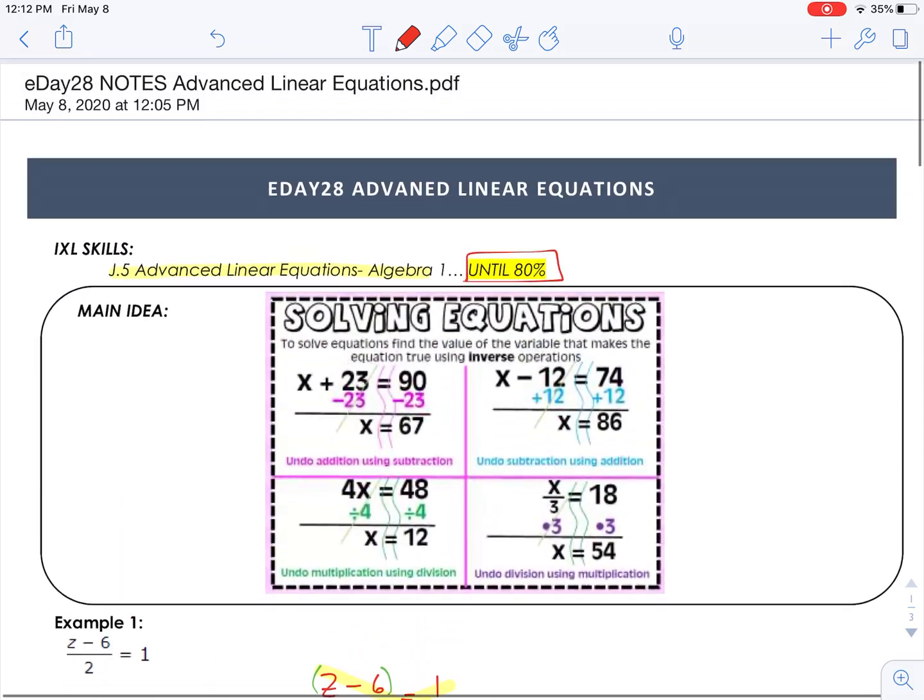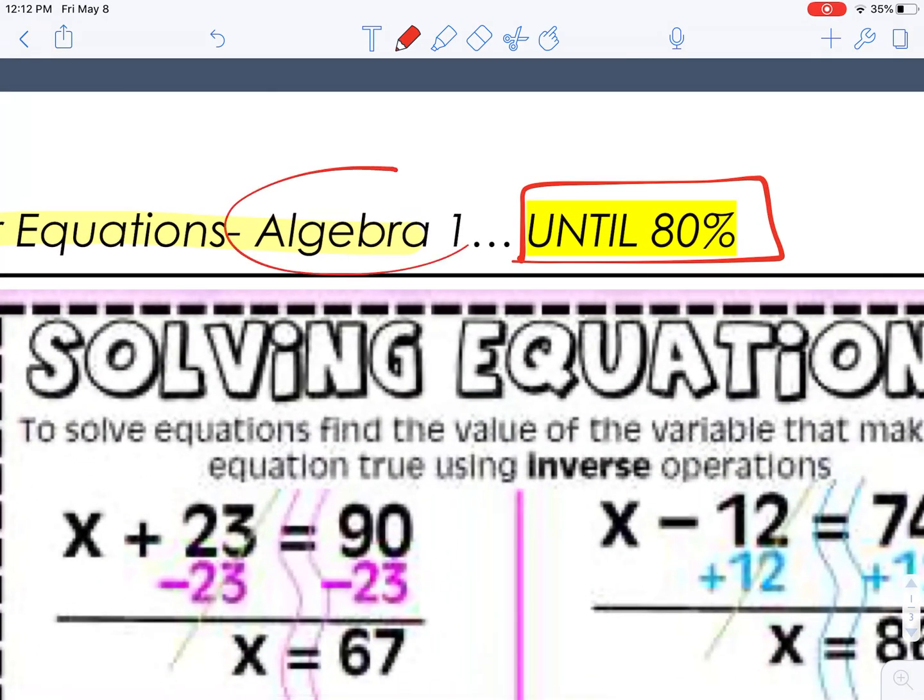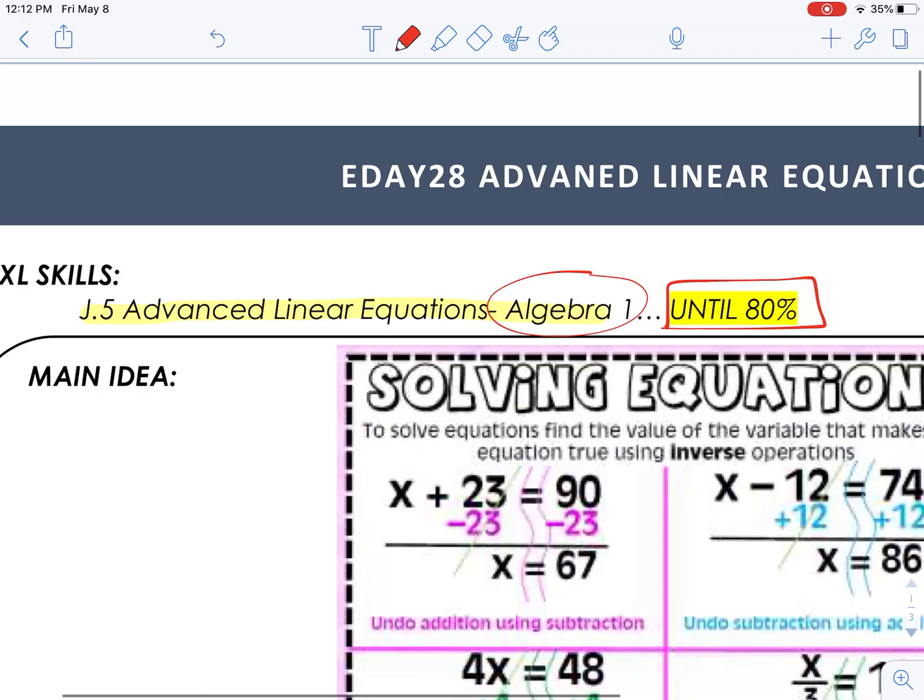This IXL is in Algebra 1, and you're only going to go to 80%. It is J5, Algebra 1, 80%.